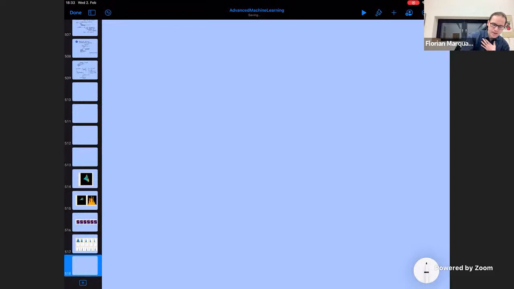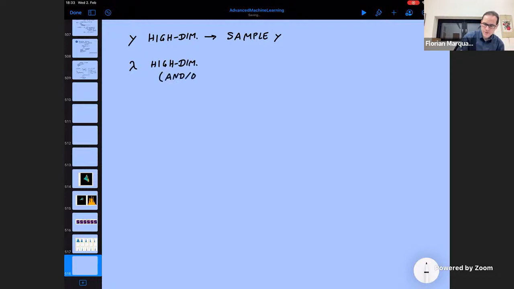So if everything else still remains low dimensional, only y itself, the outcome, is high dimensional, then I might still be able to get away with sampling y. That could still work. If lambda is high dimensional, or maybe also x, then things are more difficult.